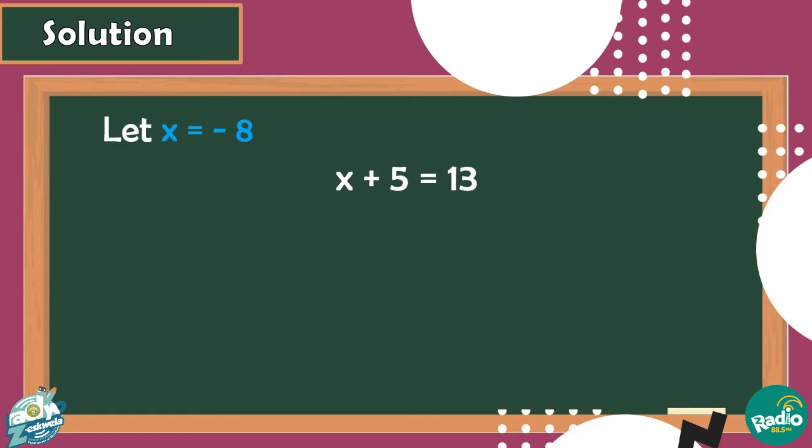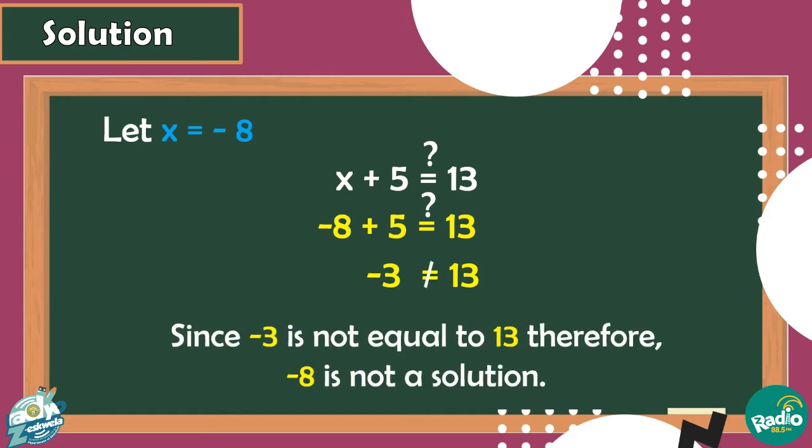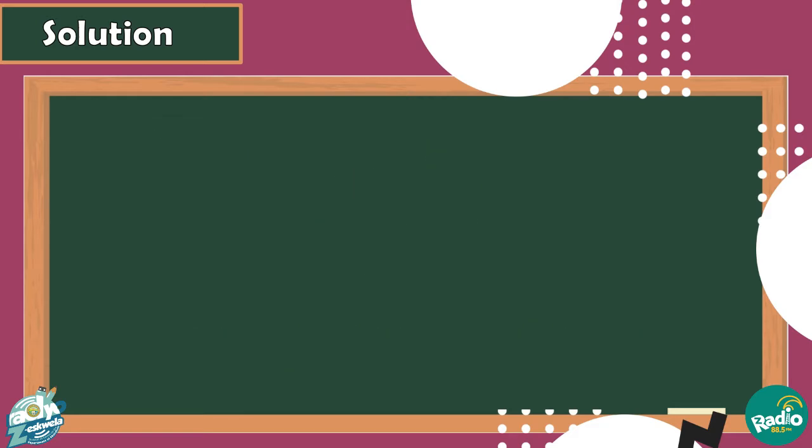Our given equation is x + 5 = 13. Substitute the value of x, which is -8. The given equation becomes -8 + 5 = 13. By simplifying, we got -3 = 13. Since -3 is not equal to 13, therefore, -8 is not a solution. Let's proceed to the next value.